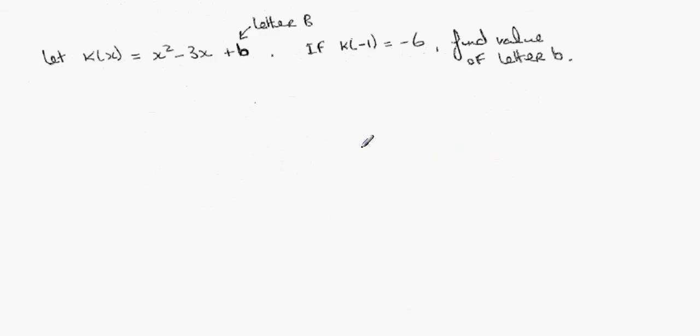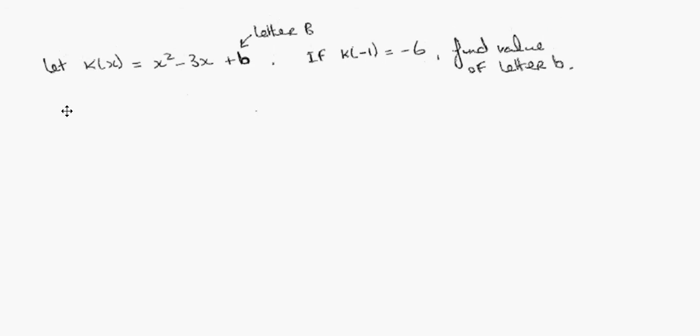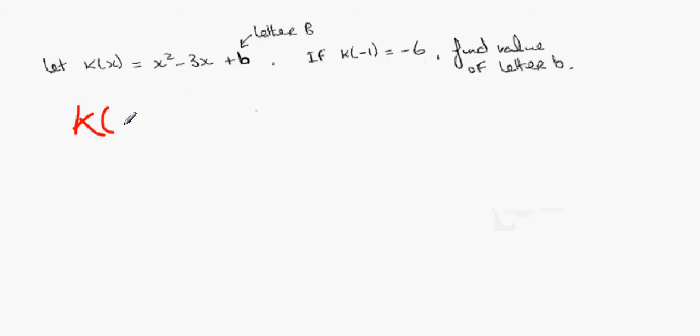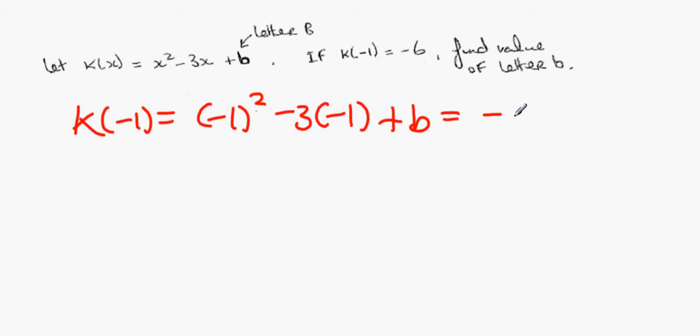Okay, next question. K is x squared minus 3x plus b. If k is a function this time, so k of x equals x squared minus 3 multiplied by x plus b. If k of minus 1 equals minus 6, find the value of the letter b. So all we got to do here is we got to find out what k of minus 1 is. K of minus 1 equals minus 1 squared minus 3 times minus 1 plus b equals minus 6.